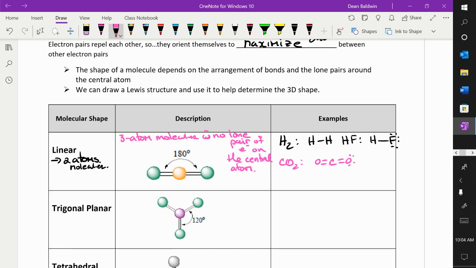It has lone pairs of electrons, but they're on the oxygen. They're not on the carbon. As soon as you put a pair of electrons, a lone pair of electrons, on the carbon, right there, it's going to force the bonds down. Okay?